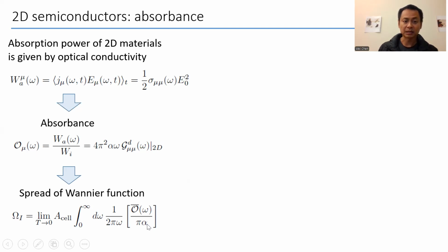So our proposal is simply that the spread of the Wannier function is given by the absorbance divided by pi times the fine structure constant and divided by frequency, and then integrated over frequency, and then multiplied by the area of the unit cell. Then you get the spread.